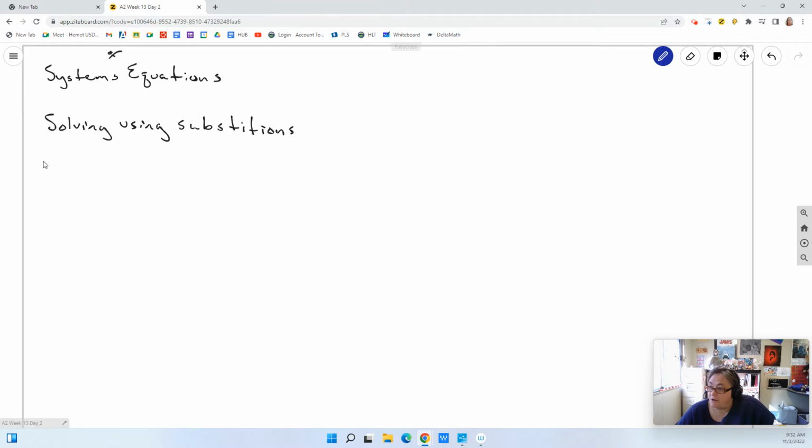So number one, when we're solving using substitution, you want to solve one of the equations for x or y. What does that mean? It means we're isolating a variable. We're either going to isolate x or we're going to isolate y. Doesn't matter which one. Sometimes one will be easier than the other. That's the one you're going to solve for.